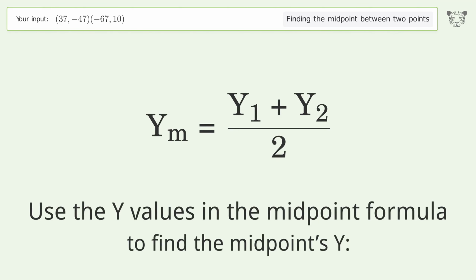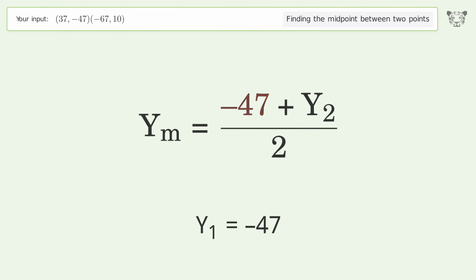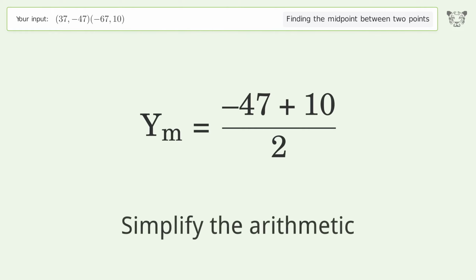Use the y values in the midpoint formula to find the midpoint's y. y1 equals -47. y2 equals 10. Simplify the arithmetic.